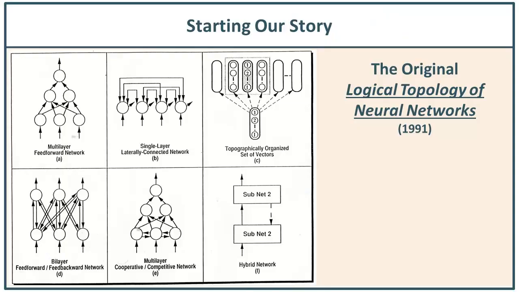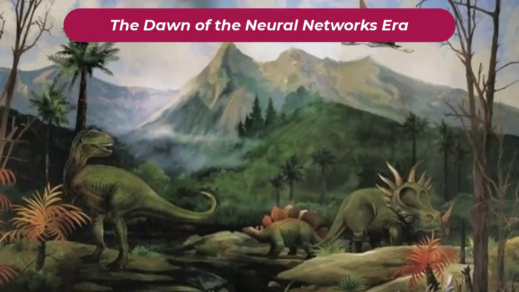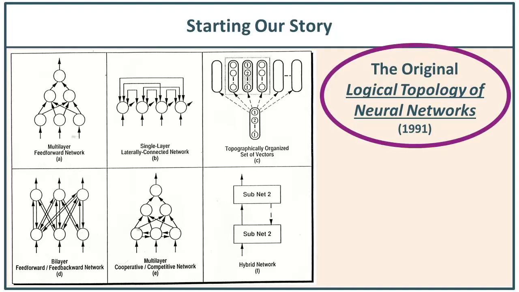So let's go back to the start of our story. Years ago, when dinosaurs ruled the earth and neural networks had just begun, there was such a thing as a logical topology of neural networks. At that time, we're talking late 1980s, early 1990s, neural networks were coming out of various different corners. People were piling into the discipline. It was exciting. It was the next new thing, but it was very disparate.